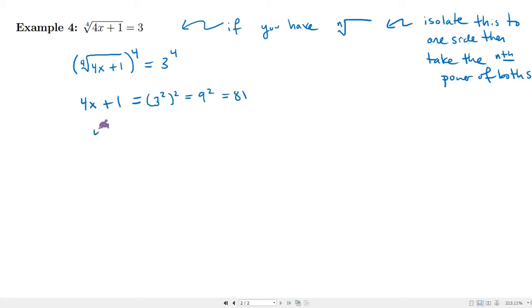Okay, so we have 4x plus 1 is equal to 81. And then subtracting 1, we'll have 4x equals 80. And then divide by 4, we will have x is equal to 20.